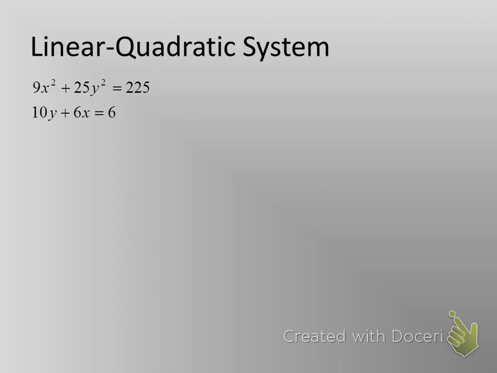I, for whatever reason, solved for y when I wrote these notes out, so I'm just going to do it here again. When you solve for this y, you get y equals negative, I did decimals here, 0.6x plus 0.6.